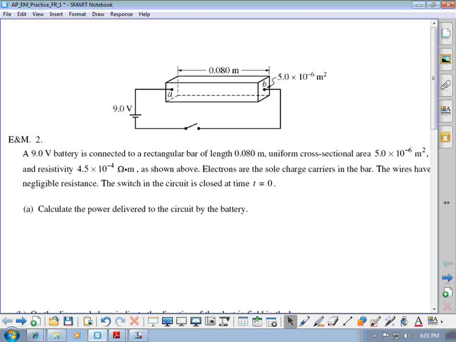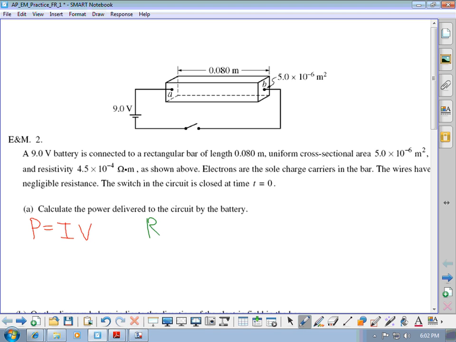The fact that electrons are the sole charge carriers really doesn't come up until later parts, when we look at the magnetic force on electrons when we place this in a magnetic field. But right now, we're just going to worry about the circuit stuff. So part A: calculate the power delivered to the circuit by the battery. Well, power is current times voltage, and the voltage across that battery is 9 volts. To calculate the current, we need to calculate the resistance.